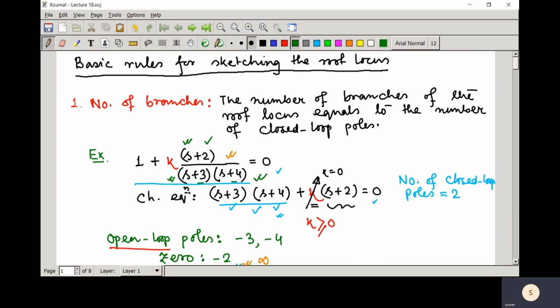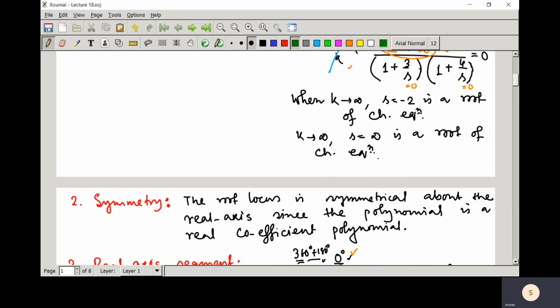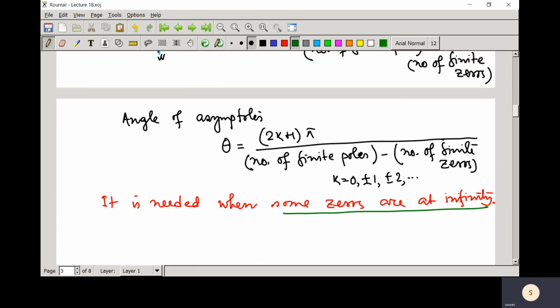That means whenever the number of poles is equal to the number of zeros for the open loop system, there is no concept of asymptotes and centroid. So if you look at this particular formula, you can see the number of finite poles and the number of finite zeros. This angle of asymptotes would come into the picture whenever the number of finite poles is greater than the number of finite zeros. That means there are some zeros at infinity. That means this particular definition is well defined.